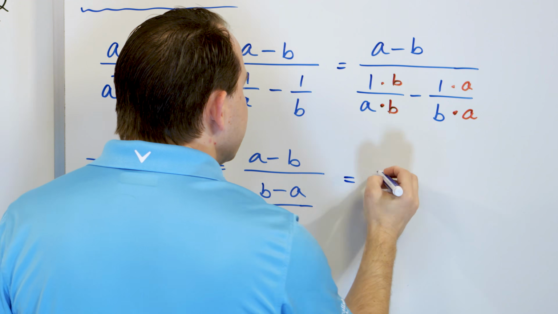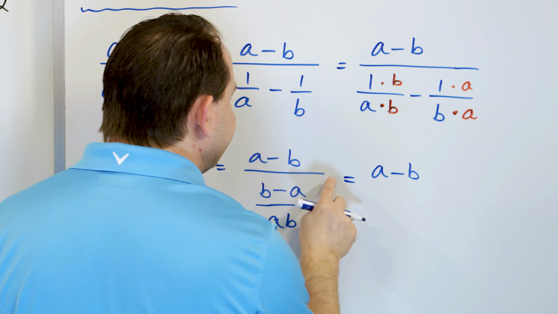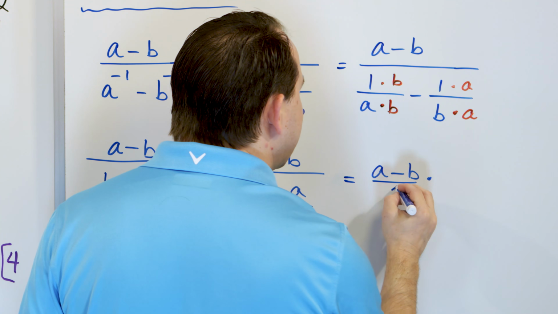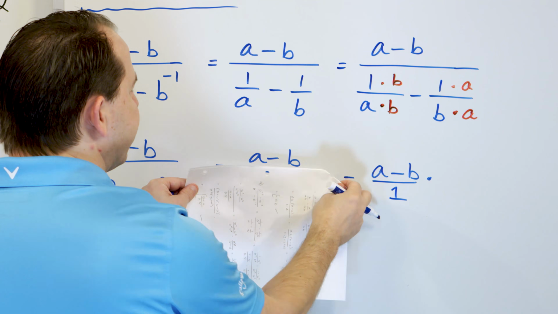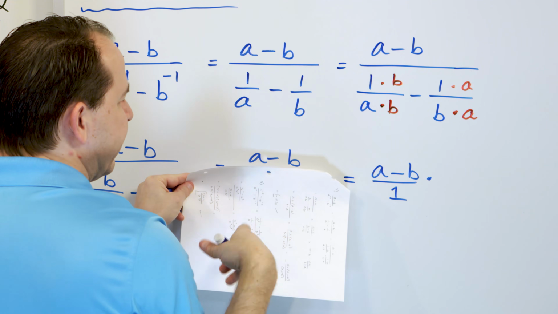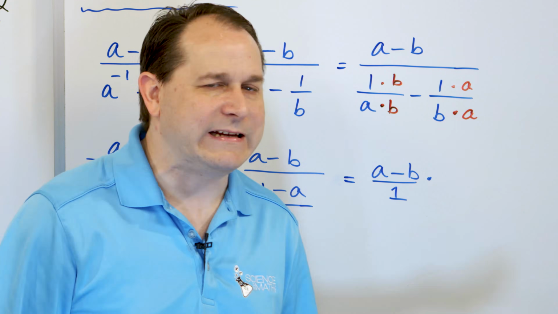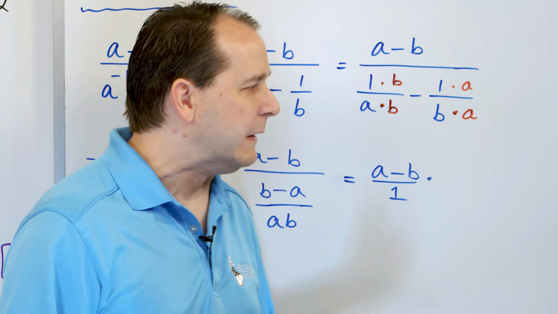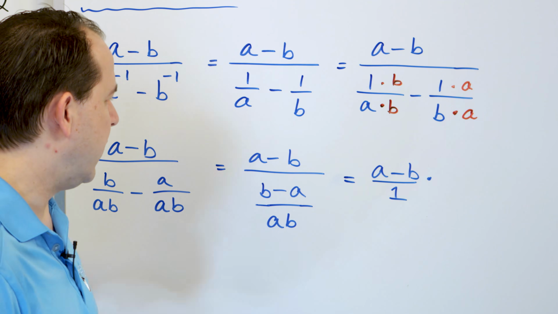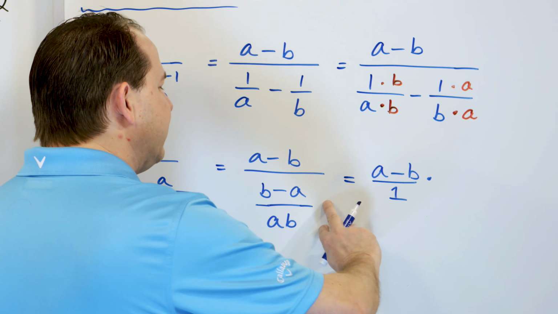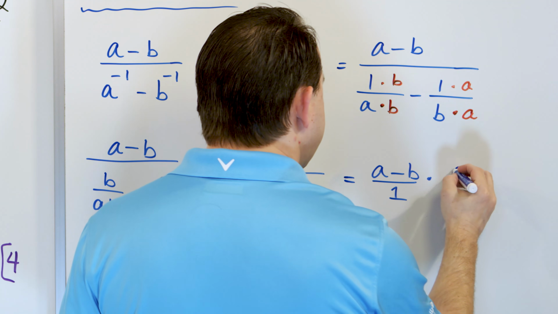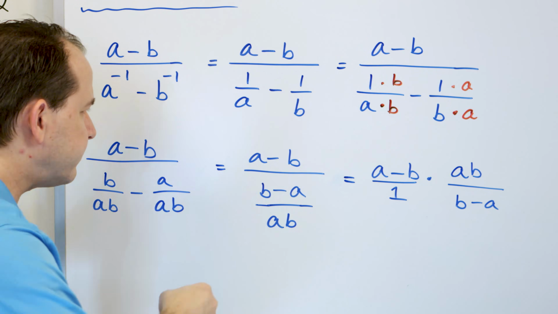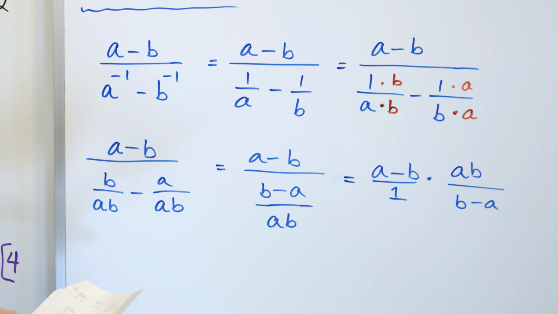is you're going to have a minus b. You're going to change this division into multiplication, because really this a minus b is an implied a minus b over 1. You can think of this numerator as just being a minus b over 1. It's a fraction, because the number 10 can be written as 10 over 1. The number negative 17 can be written as negative 17 over 1. So we just say the numerator is itself over 1. Change this division to multiplication, take this and flip it over. So you'll have ab over b minus a. All right?